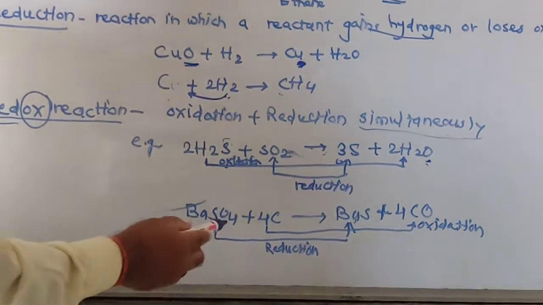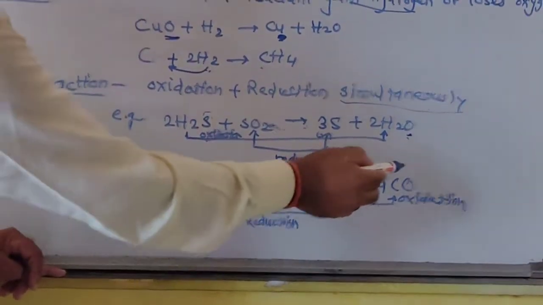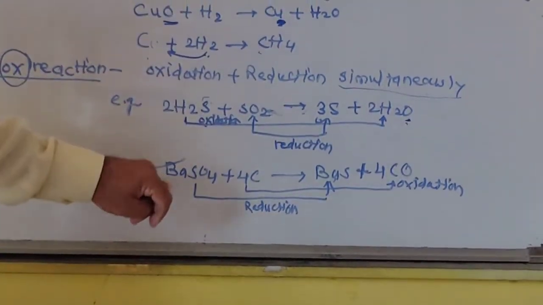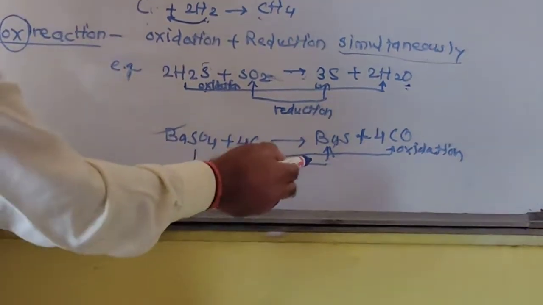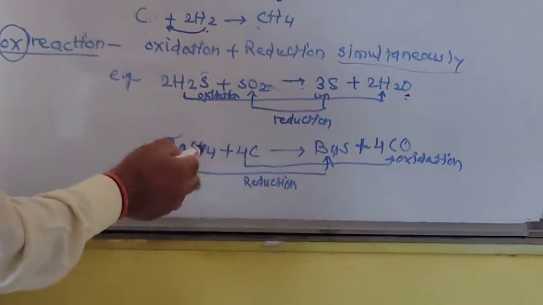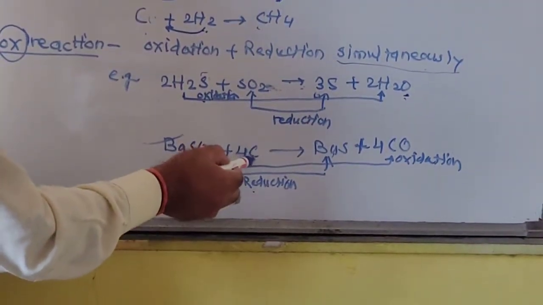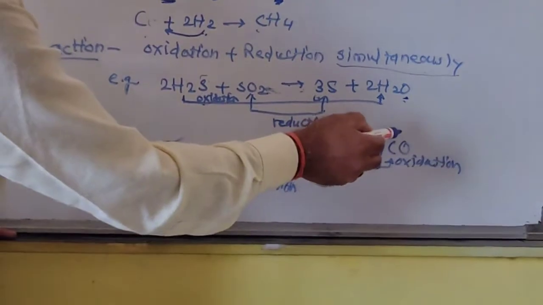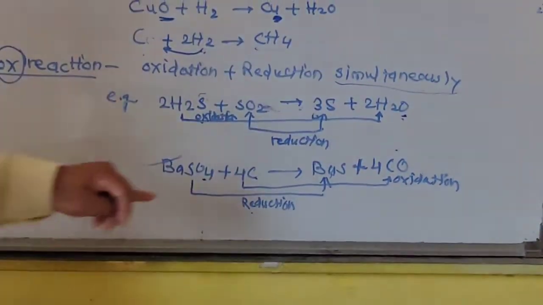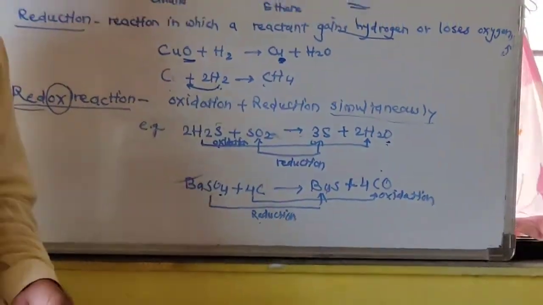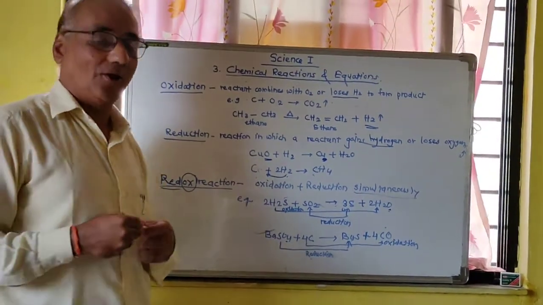Second example, barium sulfate when reacted with carbon, there is formation of barium sulfide plus carbon monoxide. Here from BaSO4 to BaS, there is loss of oxygen, right? So it is called reduction. And carbon is converted into carbon monoxide, it is gain of oxygen, so it is known as oxidation reaction. Oxidation and reduction simultaneously take place, so this reaction is known as redox reaction.